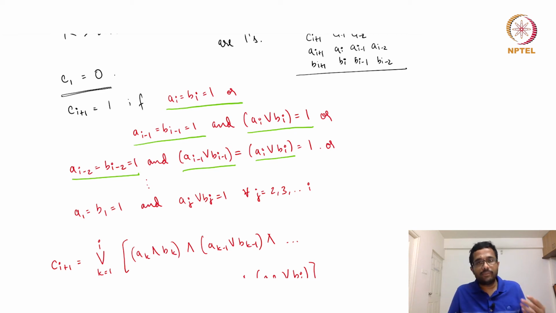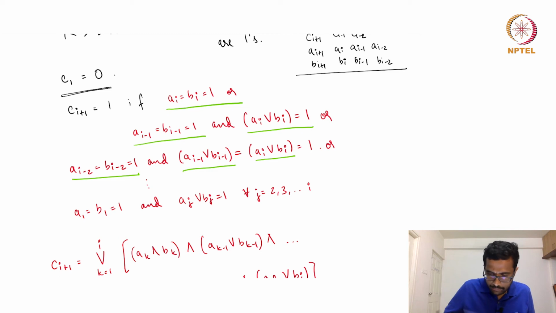And notice that these conditions are also important. Suppose Ai minus 2 and Bi minus 2 are both 1s, you get a carry Ci minus 1, but both Ai minus 1 and Bi minus 1 are both zeros. Then that carry does not propagate. So for the carry to propagate, at least one of Ai minus 1 and Bi minus 1 has to be 1, and one of Ai and Bi has to be 1.